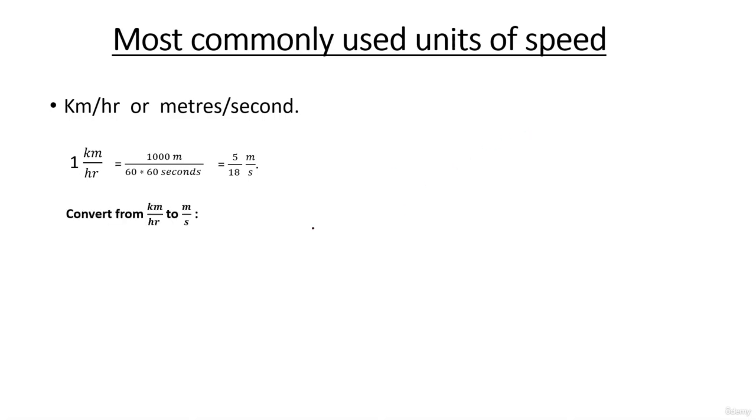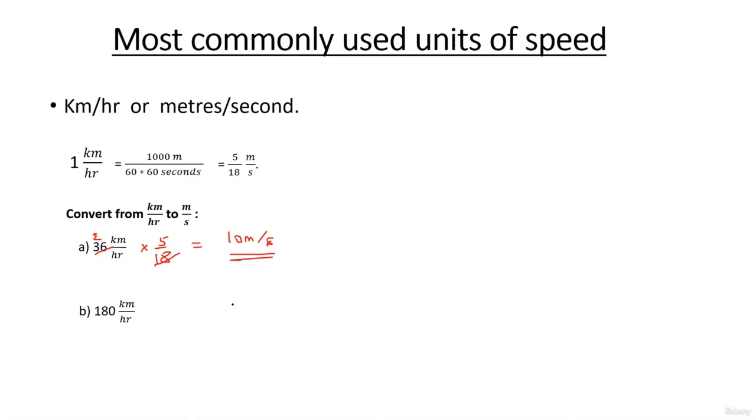So we are supposed to convert from kilometers per hour to meters per second. The first one is 36 kilometers per hour. We multiply this by 5 by 18 as I said. 18 ones are 18 and 18 twos are 36. 2 fives are 10. So it is 10 meters per second. Let's look at the next question.